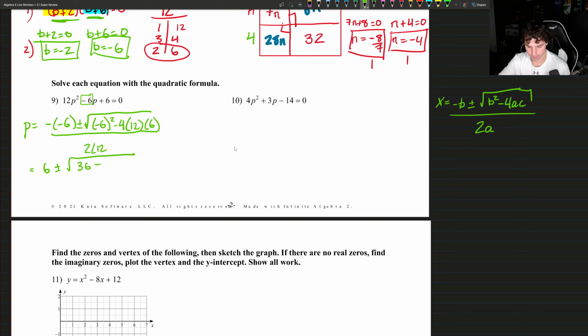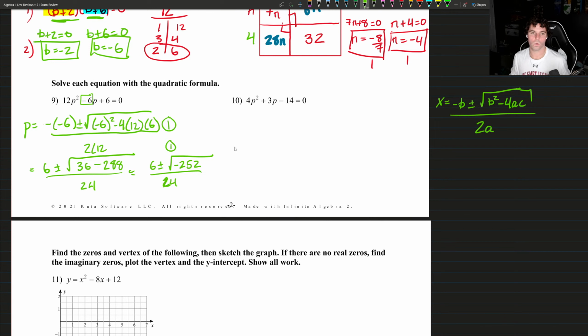So 36 minus 4 times 12 times 6, which is 288, all over 24. Now we just simplify, right? So these are also each worth 4. Okay, so 1 for actually knowing the formula, and then you're going to get 1 more for simplifying all the way. So we get 6 plus or minus the square root of negative 252 over 24. Everything that you see so far is worth half credit.